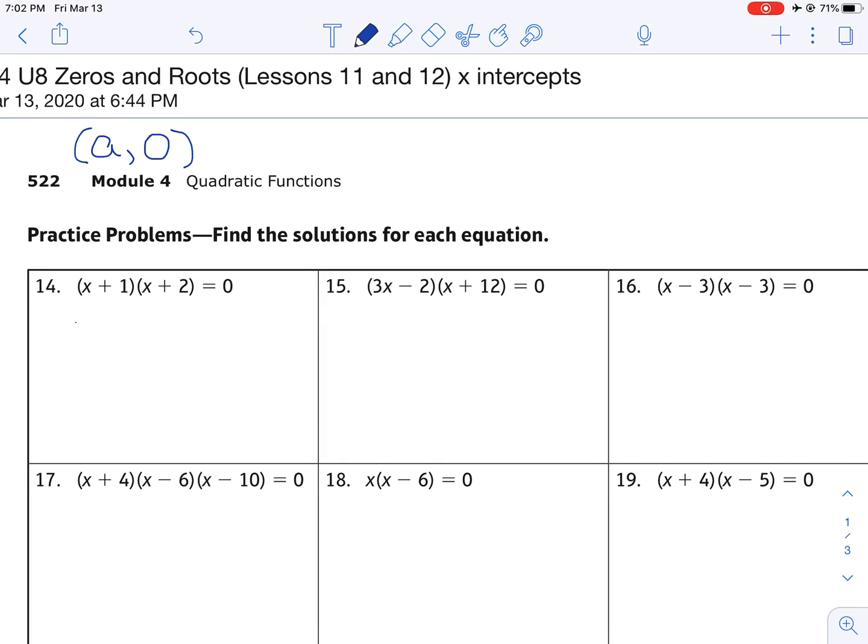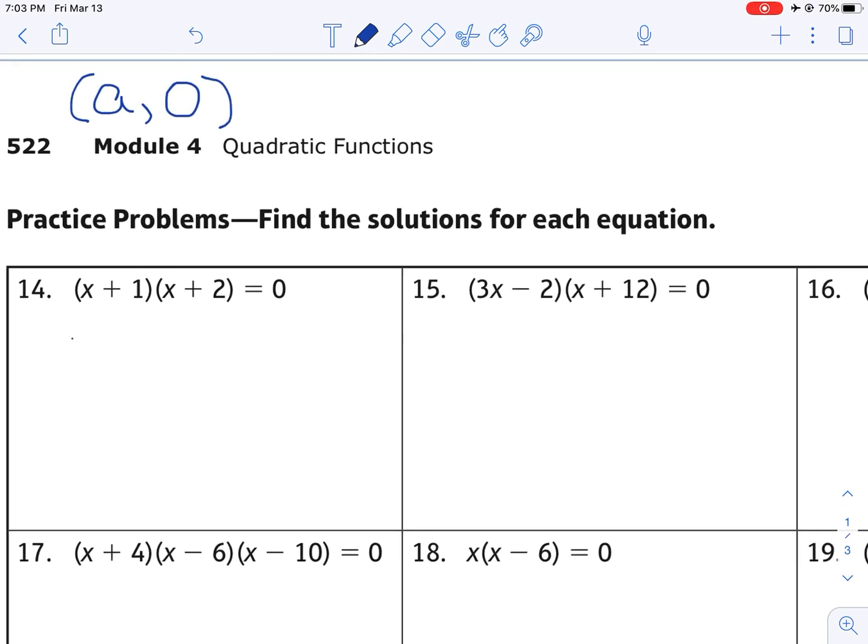Okay, so if I'm looking at the problems on 14 through 19, they're already set equal to 0. That means the y has already been replaced with 0. We're going to find the solutions, or the zeros, or the roots, or the x-intercepts. It all means the same thing. What we're going to do is use what is called the zero product property.